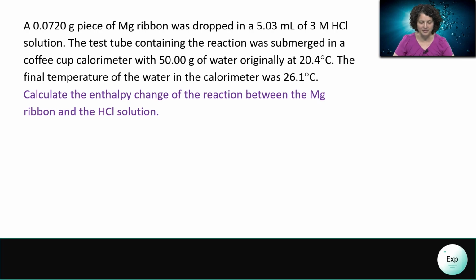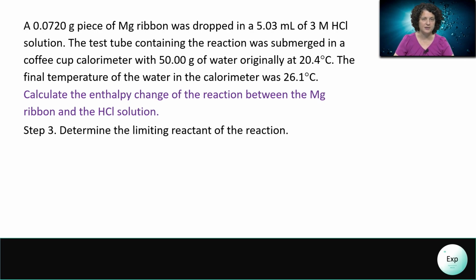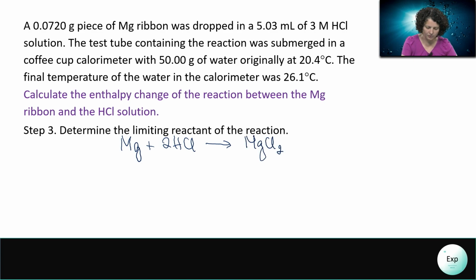Let's move on to step 3. Once we know how much heat was released in this reaction, we need to determine the limiting reactant in this reaction. For that, we're going to start both with the magnesium amount and the hydrochloric acid amount, and we will use both of those to determine the moles of hydrogen. We need a chemical reaction first to determine the mole ratios. Magnesium will react with 2 moles of hydrochloric acid to produce 1 mole of magnesium chloride and 1 mole of hydrogen gas.